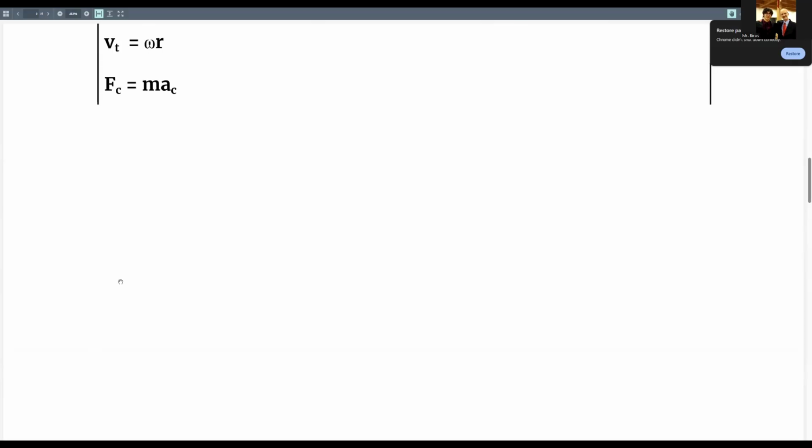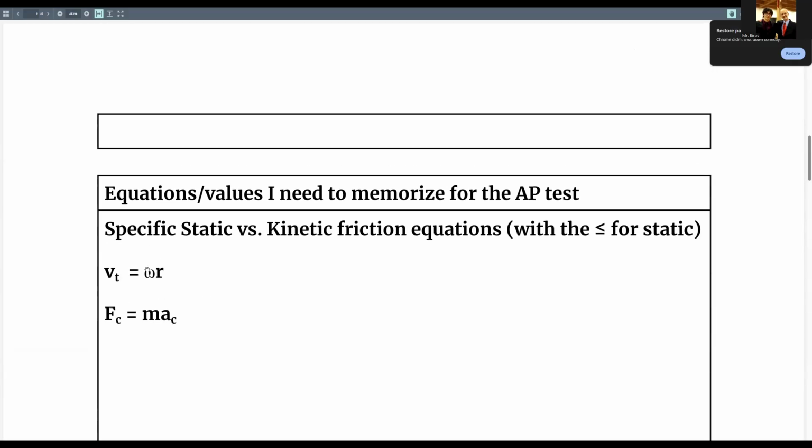All right. Other things here. Now, I didn't update this. I think we'll go to the equation sheet and we'll look at it. We'll mention some things with friction. FC equals mass times AC. That's the big one. This one actually is on the sheet now. They put velocity equal to omega times r, so that's nice.